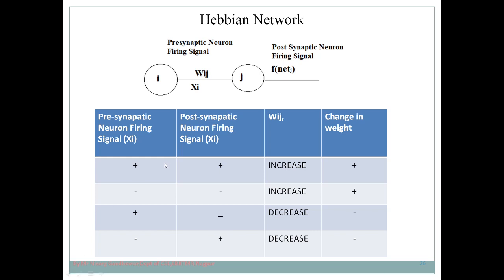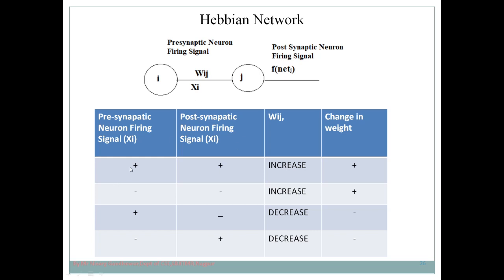Increase means positive, and decrease means negative. The second case is if the two neurons are not activated, both are negative. In that case also you have to increase the weight, because both are synchronous. It is not the case that every time there should be a plus. If there are two minuses, both neurons not activated at the same time, there is also an increase in the weight. See, the thing is very simple. When the action is synchronous, you have to increase the weight. When the action is not synchronous, you have to decrease the weight.